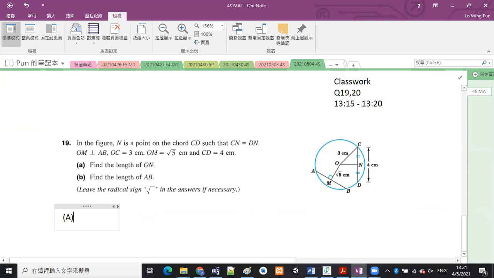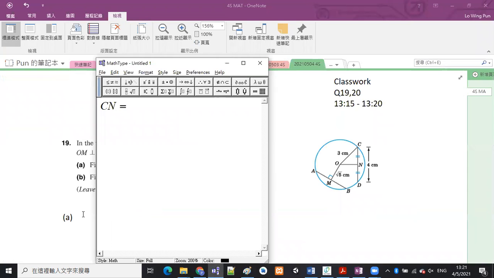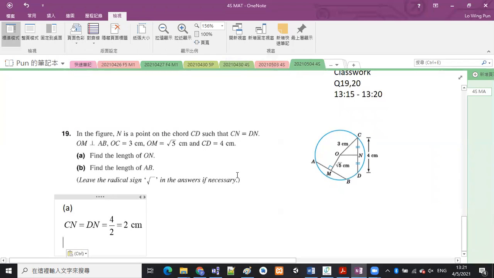This one is easy. First, we have CN equals DN equals 4 over 2, which is 2 cm. Because I want to find ON, ON belongs to triangle OCN, and I want to use Pythagoras theorem in triangle OCN. So I need to prove that it is a right angle triangle first. This is a line from center to midpoint of chord, so it will be perpendicular to the chord CD.